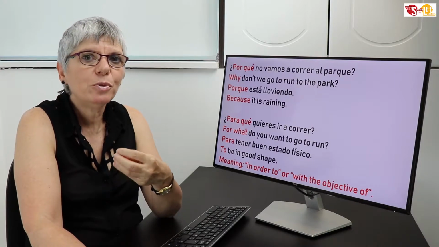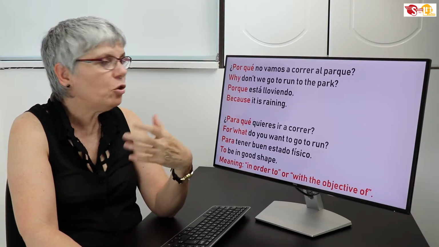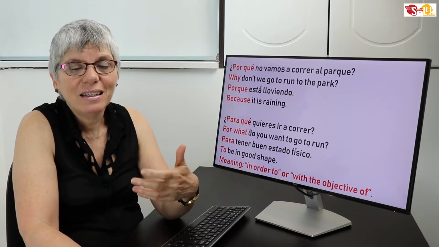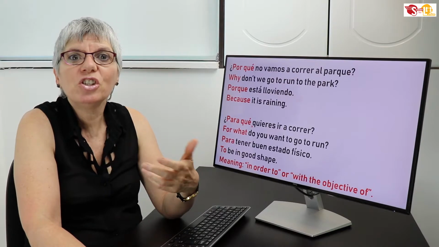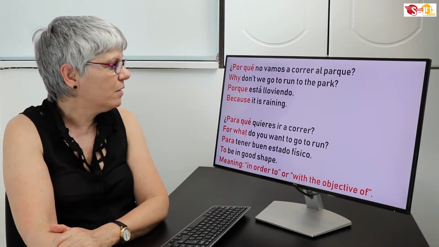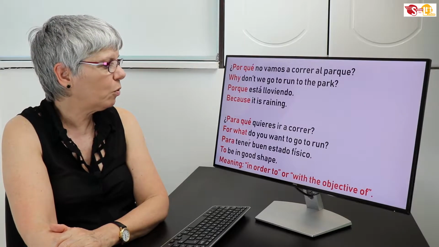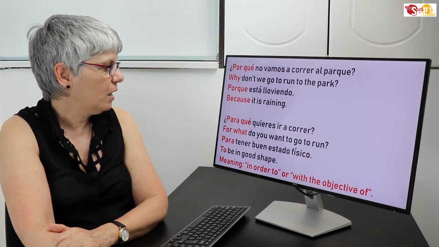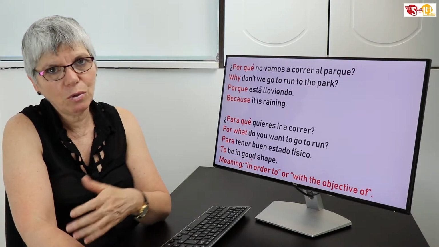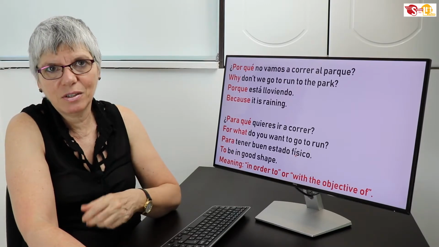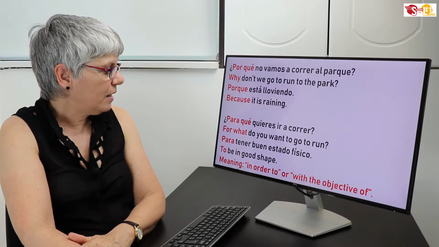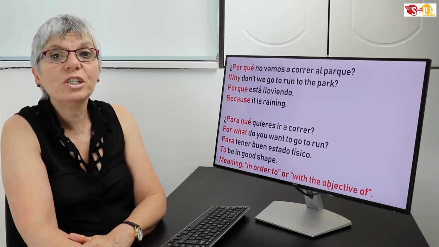So, what is your objective? When you say in order to do something, you say para. For example, to be in good shape. Para tener buena forma. In this case, we say para. So, ¿para qué quieres correr? For what do you want to go to run? Para tener buen estado físico. To be in good shape or in good physical shape or state, etc. So, para, in this case, means in order to or with the objective of.